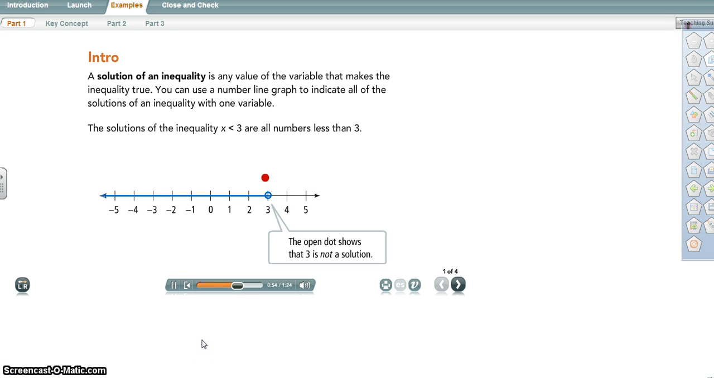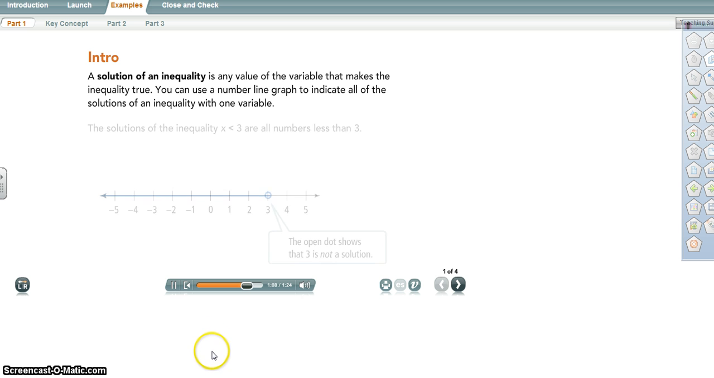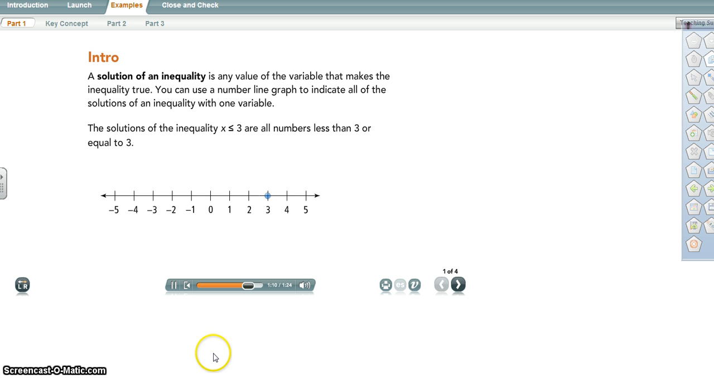The graph shows that 2 and 9/10 and 0 are both solutions of x < 3 because they fall on the shaded portion of the number line. In fact, x < 3 has an infinite number of solutions. The solutions of the inequality x ≤ 3 are all numbers less than 3 or equal to 3, including 3. The closed dot shows that 3 is a solution.